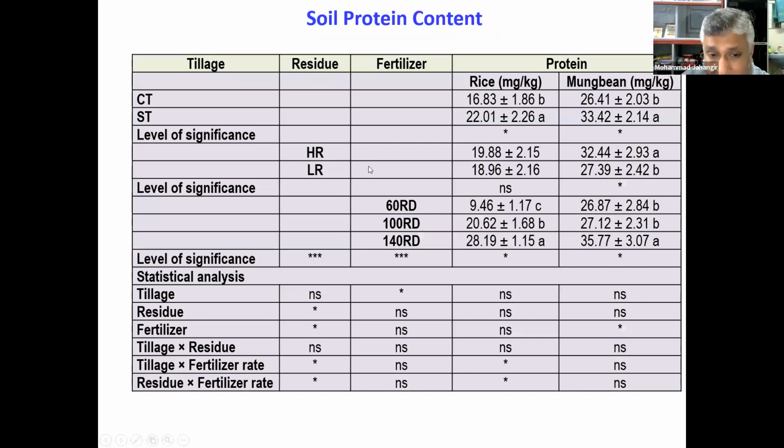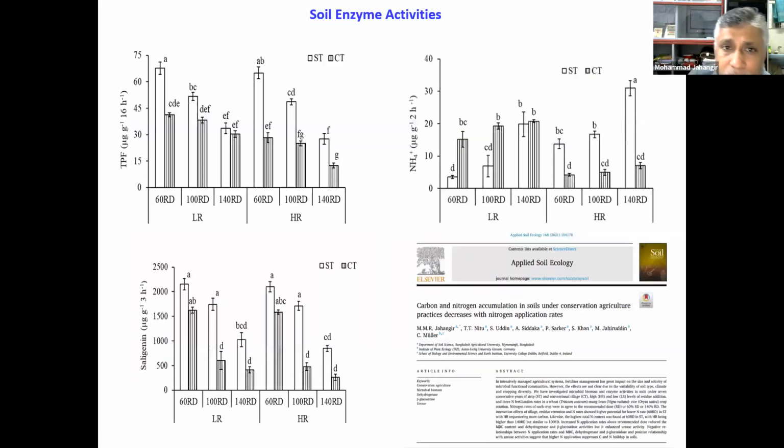Okay, then we analyzed soil protein contents as a biological indicator to see if the soil health condition is improving or not. We found significantly higher fungal glomalin protein content in conservation agriculture practices compared to conventional. So it indicates that biological diversification and community composition increased in conservation agriculture practice. Then we analyzed some enzyme content in soil, and we see conservation agriculture increased beta glucosidase, nitrogenase, and other enzyme content in soil. We published this data in Applied Soil Ecology. If somebody wants, we can share it later on.